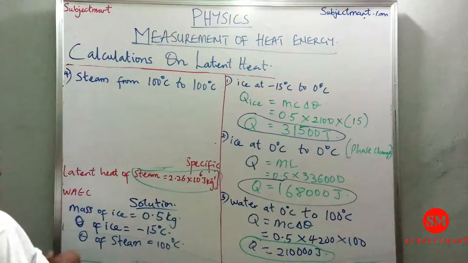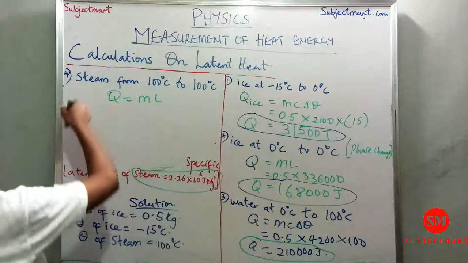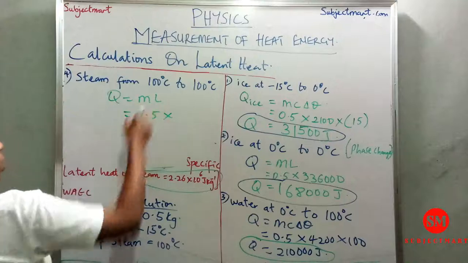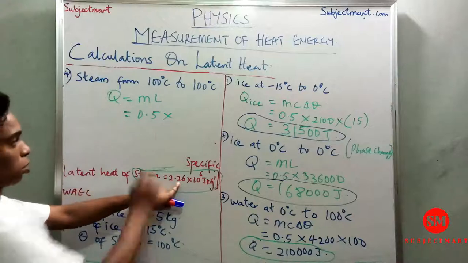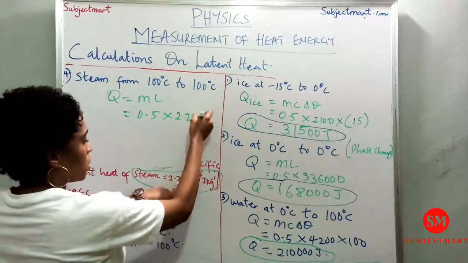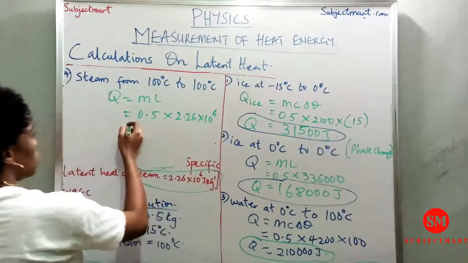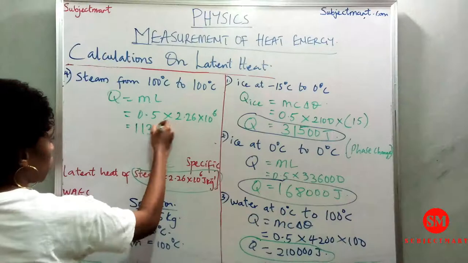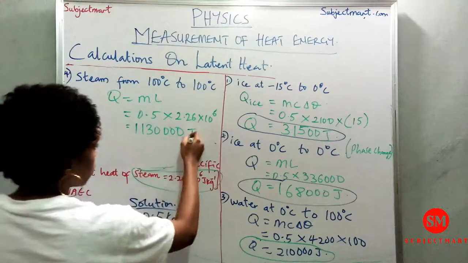So the quantity of heat here is equal to mass, still 0.5, times the latent heat of vaporization of steam, which is 2.26 times 10 raised to the power 6 joules per kilogram. Now, if I multiply that, I have 1,130,000 joules of heat.